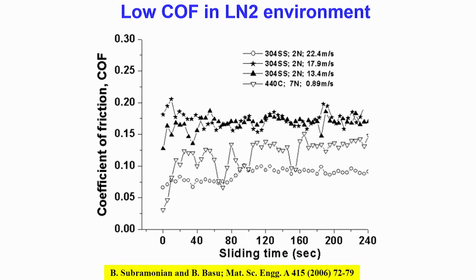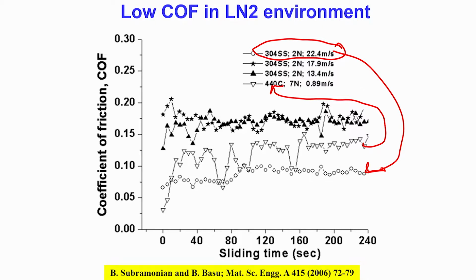So, you see that the circle ones are the 304 stainless steel, and this one is for 440C martensitic stainless steel at 0.89 meter per second, and you have this 2 Newton load. When you increase the speed, you see that typically at higher speed the coefficient of friction is lowered. So, one can get an extremely low coefficient of friction of around 0.08 at a speed of 22.4 meter per second. That is for self-mated stainless steel.